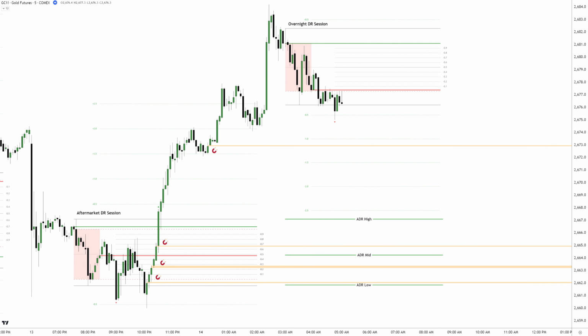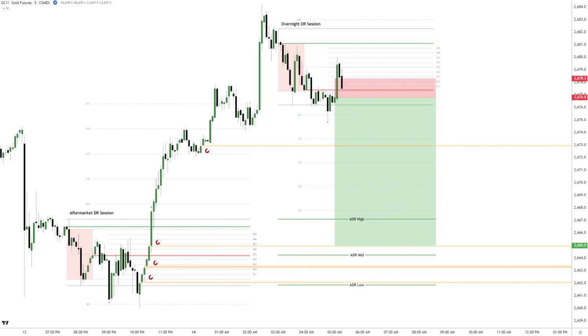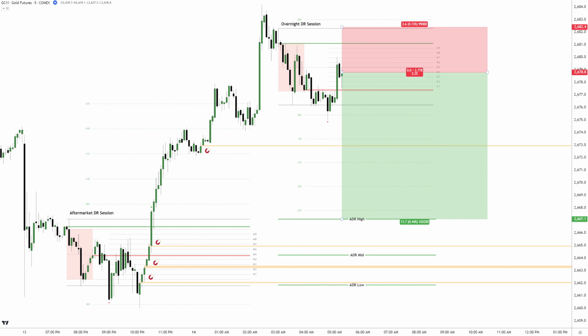The first entry based on nice rejections from the IDR low, which is the red dashed line, results in a loss. However, with the stop out, price reaches the retracement setup area and offers plenty of time to plan and execute a new trade. Targeting the aftermarket DR session highs gives 3R, but if you aim a bit deeper, say toward this open magnetic WIB, you're looking at almost 1 extra R.